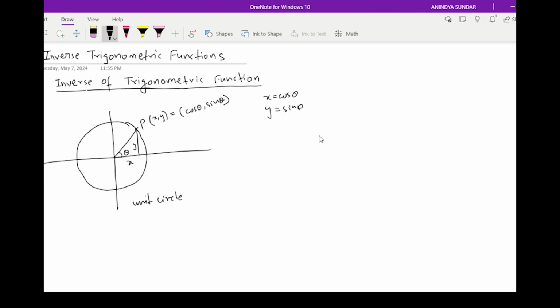So the x coordinate in this circle always represents the cos of that angle. Okay, now suppose this is 30 degrees. That means this particular point will be represented like this: cos 30, sin 30.